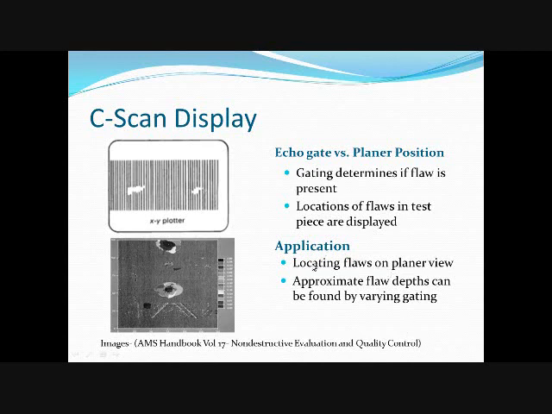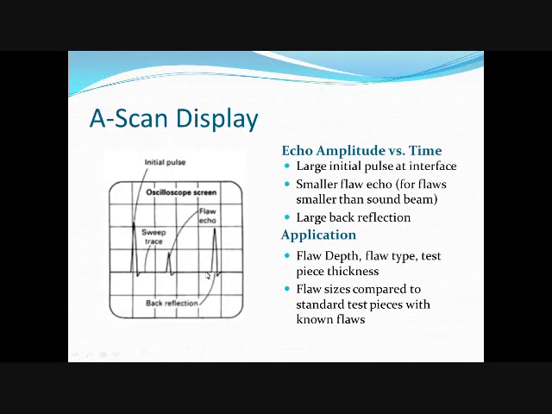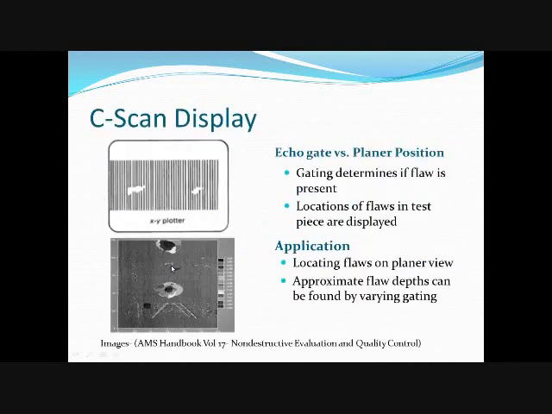As far as applications, these are for locating flaws in a planar view, and approximate flaw depths can be found by varying the gating. So for instance, if you say that the gating is between this location and this location, it will not read a flaw. But if you do have it between this location and this location, then you will read a flaw.